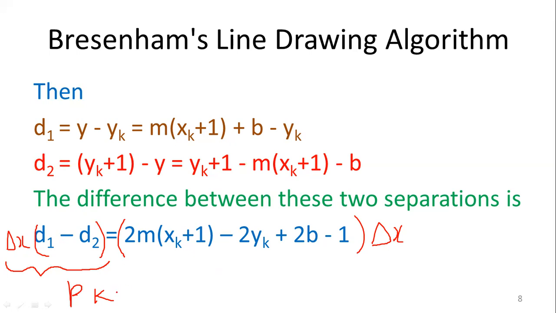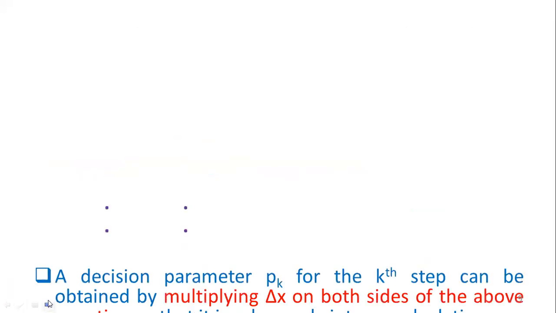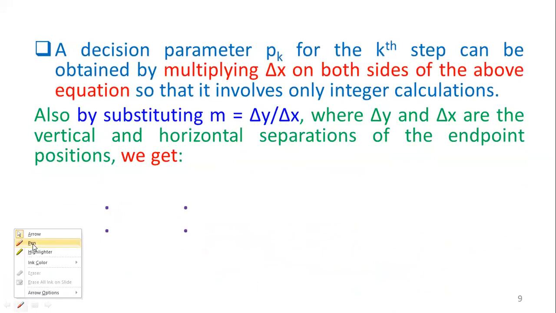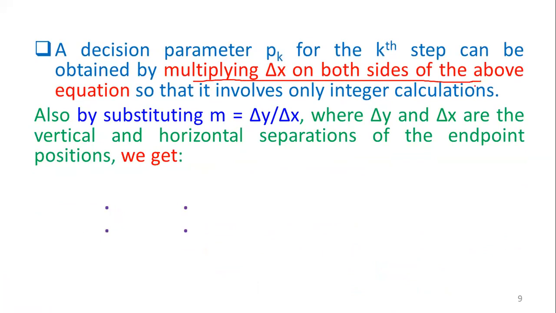So this is pk. The value of pk can be found by expanding this m as delta y by delta x. So yes, we have multiplied delta x on both sides to ensure that there are only integer calculations, and instead of m in the above equation we substituted delta y by delta x, and thus we got pk as delta x into d1 minus d2.